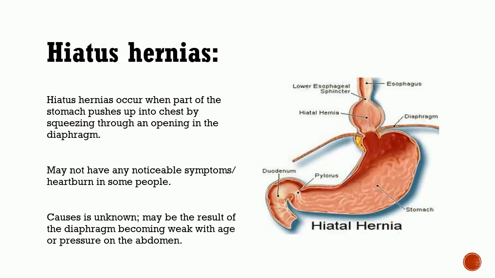Hiatus hernias. Hiatus hernias occur when part of the stomach pushes up into the chest by squeezing through an opening in the diaphragm. This type of hernia may not have any noticeable symptoms, although it can cause heartburn in some people. It's not exactly clear what causes hiatus hernias, but it may be the result of the diaphragm becoming weak with age or pressure on the abdomen.